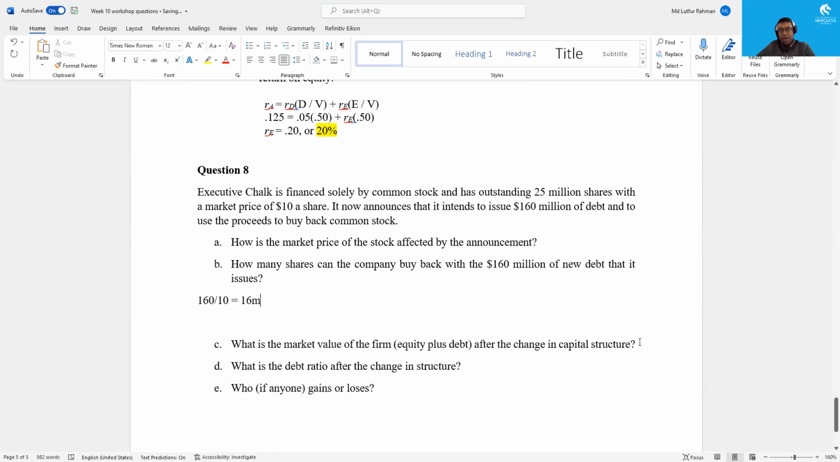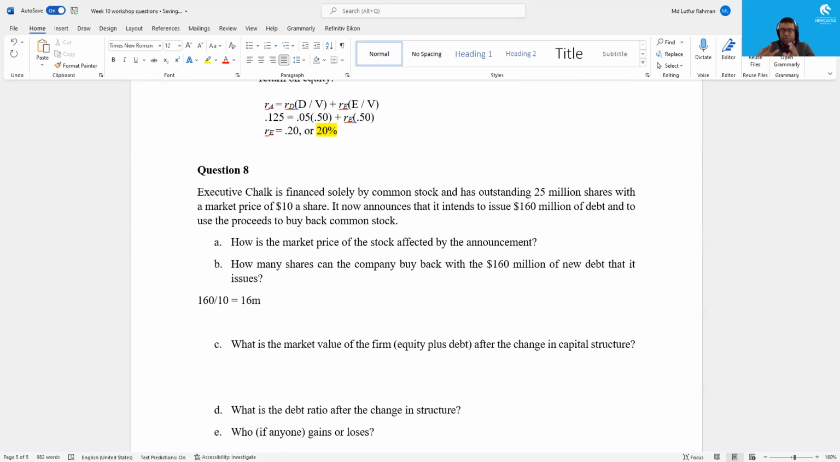What is the market value after the change in capital structure? So market value of the company means debt plus equity. And 160 million of debt is issued. And what is the value of equity? Previously, the value of equity was 250 million. Now 16 million shares have been repurchased, so it will be 25 minus 16, and each share has a price of 10. As a result, the market value of the company is going to be 250 million.